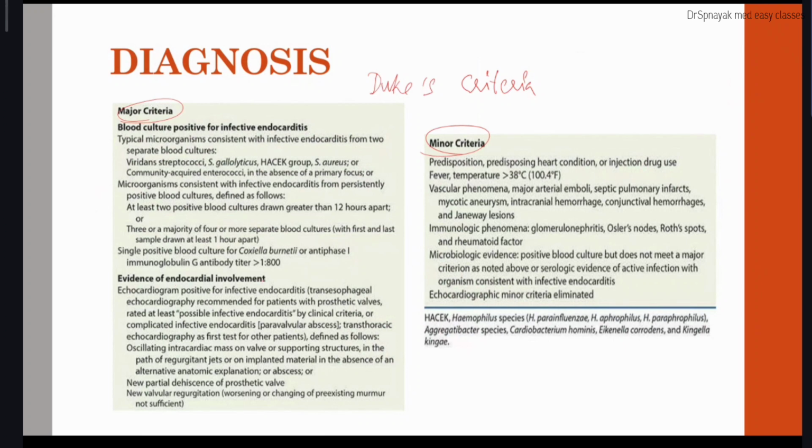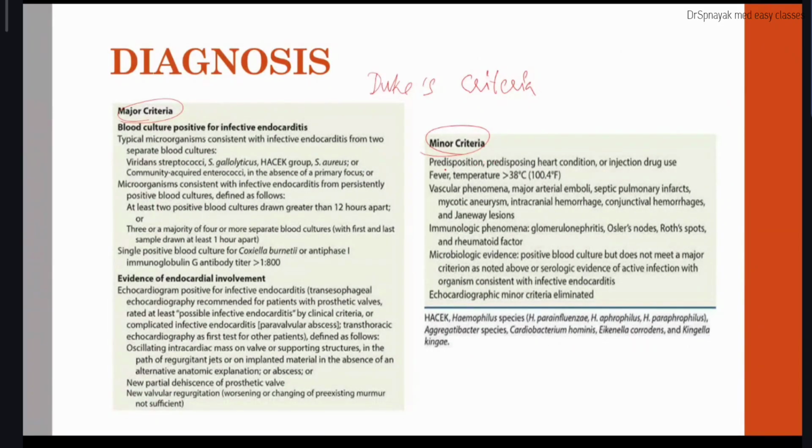And then evidence of endocardial involvement. We need to know whether the endocardium is involved or not. For that, echocardiogram positive for infective endocarditis. There are types of echocardiogram, which are transesophageal echocardiography and transthoracic echocardiography. It is recommended for patients with prosthetic valves, then oscillating intracardiac mass on valve or supporting structures, new partial dehiscence of prosthetic valve, or new valvular regurgitation.